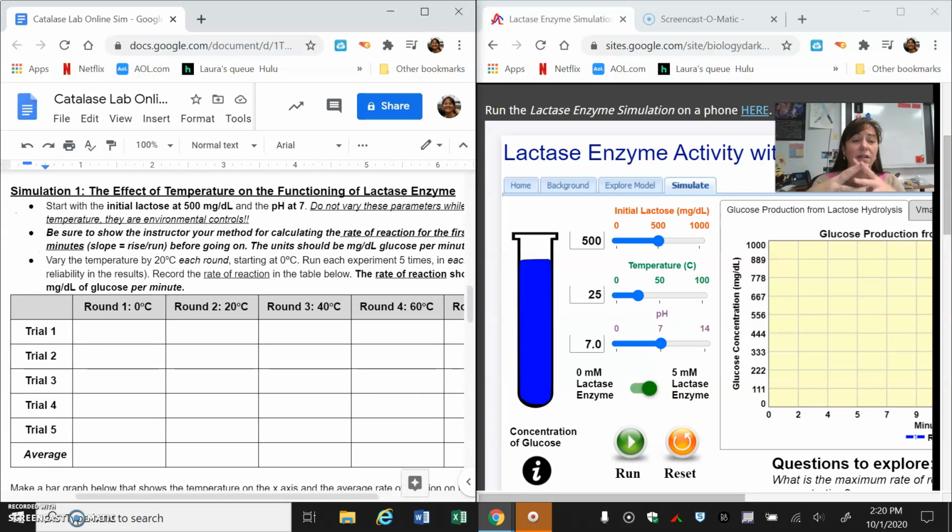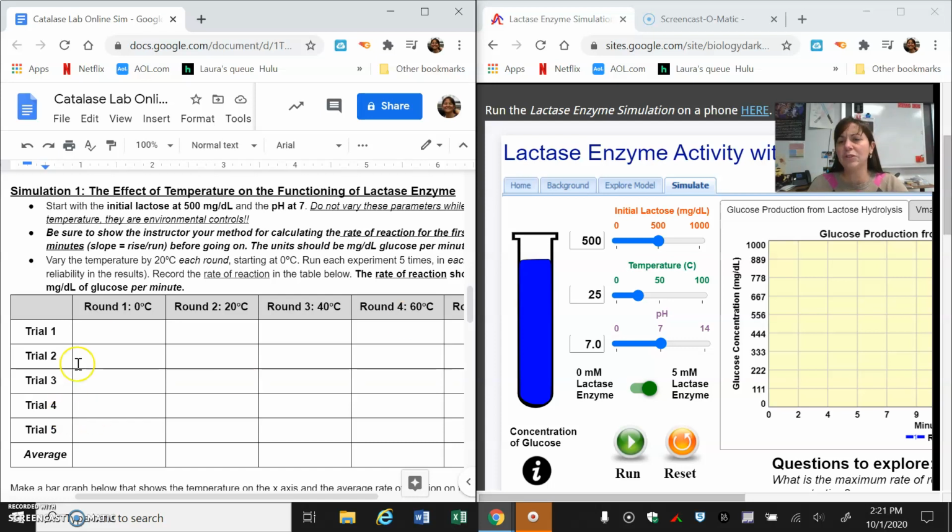So as we learned, in a good experiment, we're only varying one thing. And in this case, we're going to look at how temperature affects the functioning of the lactase enzyme. Remember, lactase breaks down lactose in our body. So if you are lactose intolerant, you do not have enough lactase to break that down. So if you can't eat dairy and milk and things like that, it's because you lack the proper lactase enzyme.